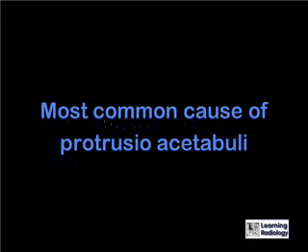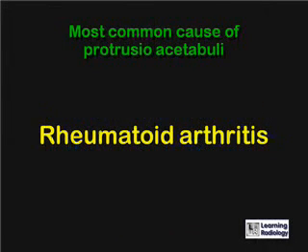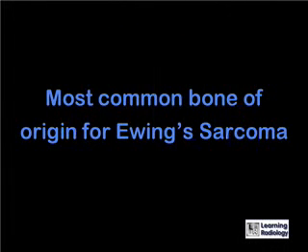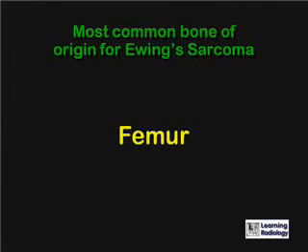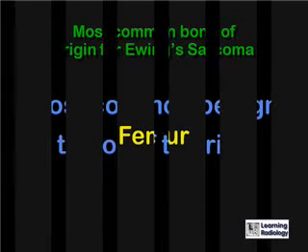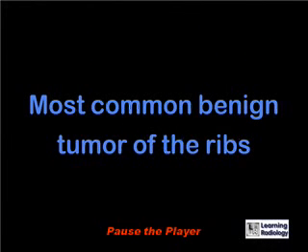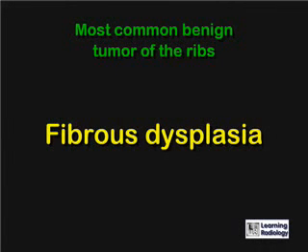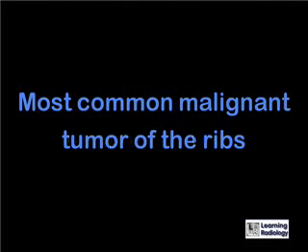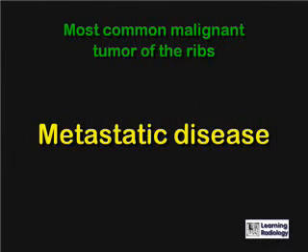What is the most common cause of protrusio acetabuli? Rheumatoid arthritis. What is the most common bone of origin for a Ewing sarcoma? The femur. What is the most common benign tumor of the ribs? Fibrous dysplasia. What is the most common malignant tumor of the ribs? Metastatic disease.